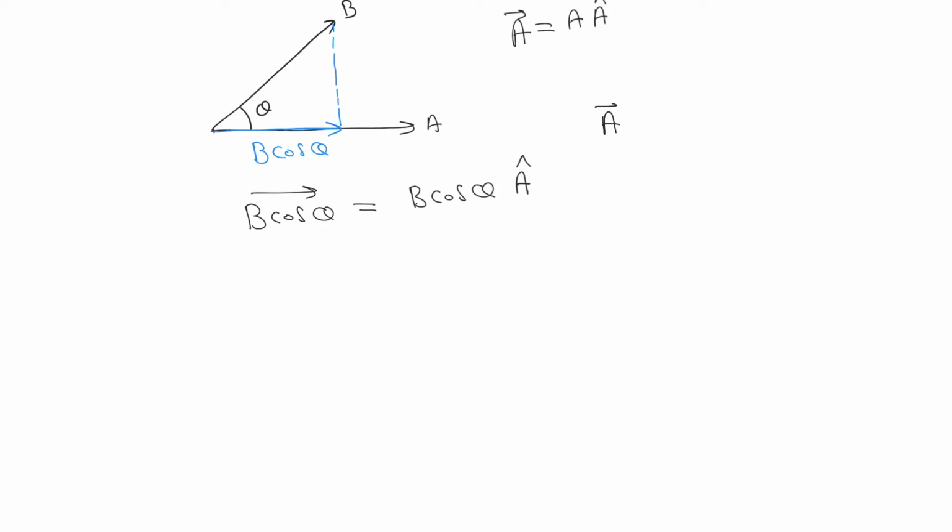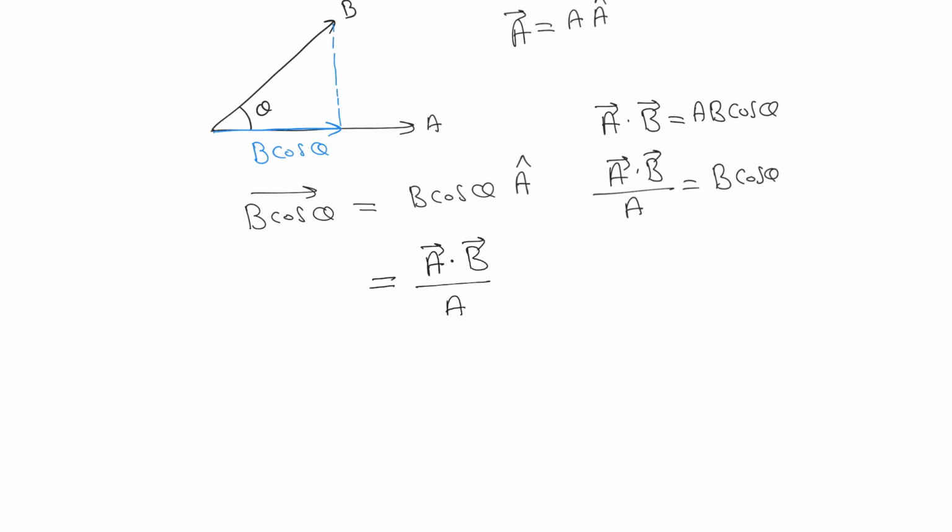From the equation for the dot product of A vector and B vector, we can write A dot B is equal to nothing but AB cos theta. So A vector dot B vector divided by A will give the value of B cos theta. So instead of B cos theta, I'm just writing A vector dot B vector divided by the magnitude of A, into A cap.